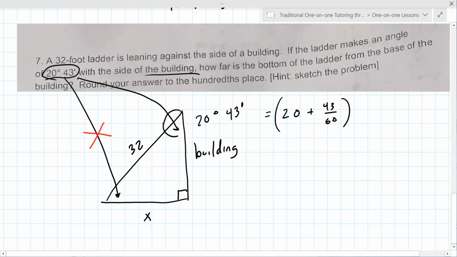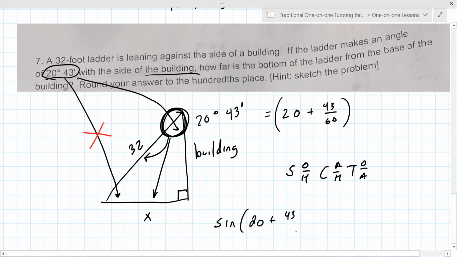So relative to this angle right here at the top, which is what you have, is x opposite or adjacent? And 32 is the hypotenuse. So is x the opposite or the adjacent? The opposite. So which trig function uses the opposite and the hypotenuse? Sine. So the sine of this angle, 20 plus 43 over 60, equals opposite x over 32. Equation like this to solve for it.